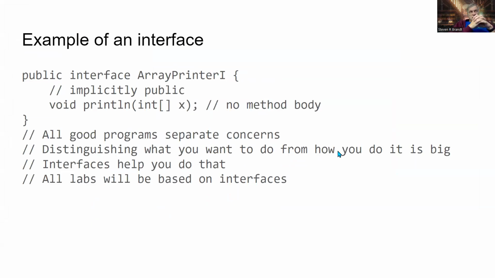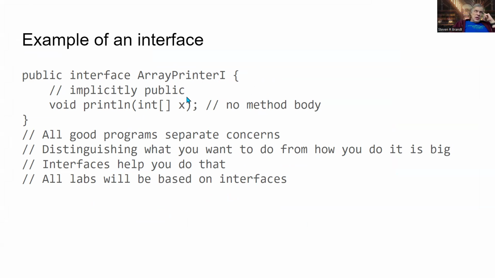Now, the next thing I want to talk to you about are interfaces. Interfaces are kind of like classes, but they have no method bodies. An interface is kind of like a blueprint. It's kind of a specification of the kind of things you want a class to be able to do.